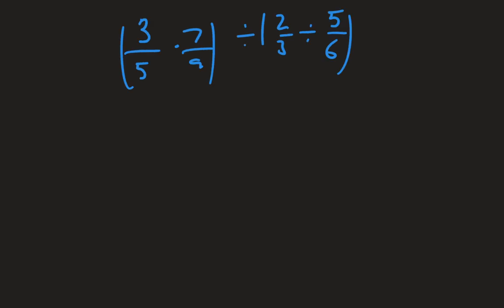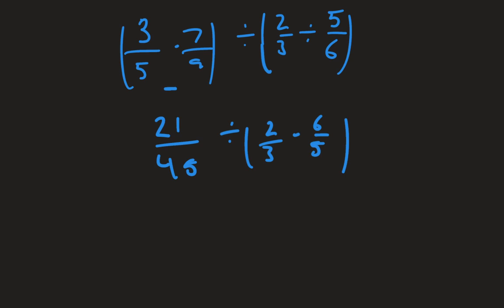Okay, so let's try this problem out. First we want to do whatever's in the parentheses and the brackets, and you go left to right. So I'm going to do this one over here first. 3 over 5 times 7 over 9 is 21 over 45. And then dividing by this fraction, which is 5 over 6, so we can just multiply by 6 over 5.